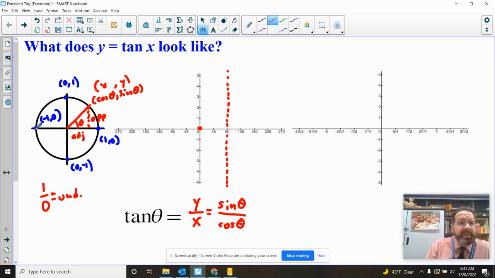Let's continue on. At 180 degrees, once again, it's y over x, 0 divided by -1, that's 0 again. And at 270 degrees, -1 divided by 0, we have the same problem. We're going to have another vertical asymptote. Same is going to be true in reverse. So -90 degrees is that same vertical asymptote. -180 degrees is 0 again. And then -270 degrees puts us right here. That again is going to be a vertical asymptote.